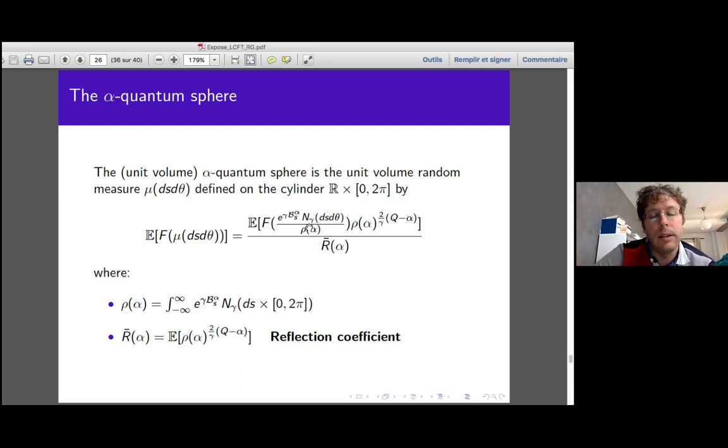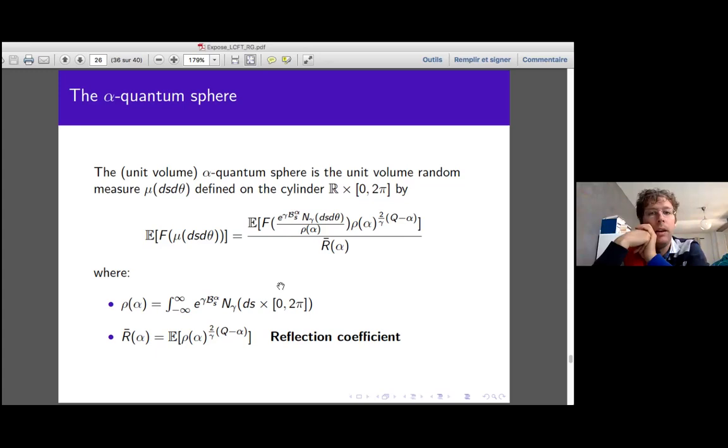And since I'm working with a potential, I have to reweight the probability space by this total mass random term to the power 2 over gamma times Q minus alpha. And finally, if I take f equals 1, if I want to get a probability measure, with total mass 1 on the left-hand side, I have to divide by the average of my total mass rho alpha to this power here. So this is an explicit description of what is called the unit volume alpha quantum sphere, which was introduced by Duplantier-Miller-Sheffield.